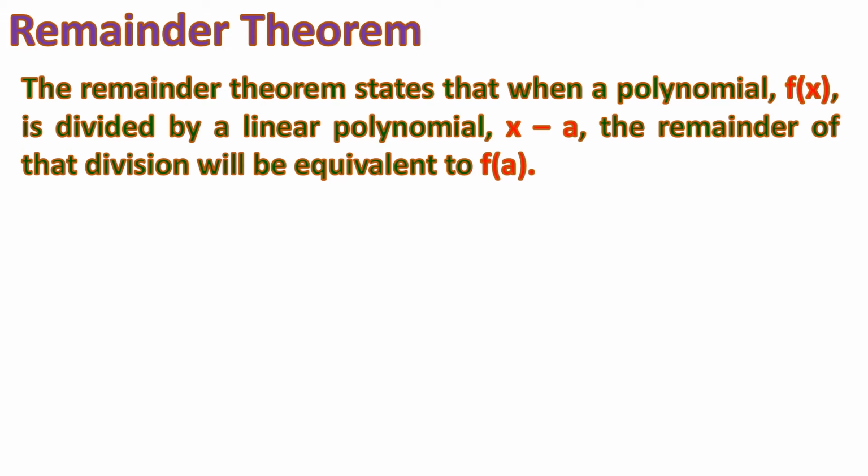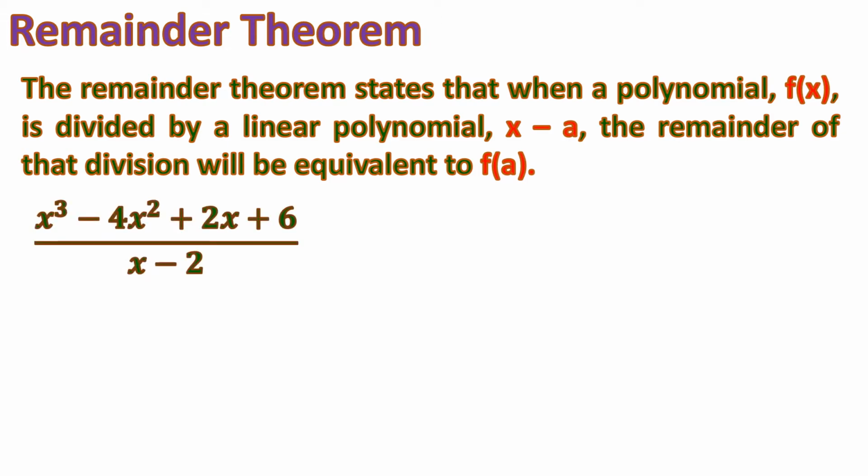So what does it mean by this? Let me illustrate it to you. For example, we have this polynomial, x cubed minus 4x squared plus 2x plus 6. It will be divided by this binomial at the bottom, x minus 2. And let's say you are not after the quotient, but you're after the remainder. You want to know what is the remainder of this.